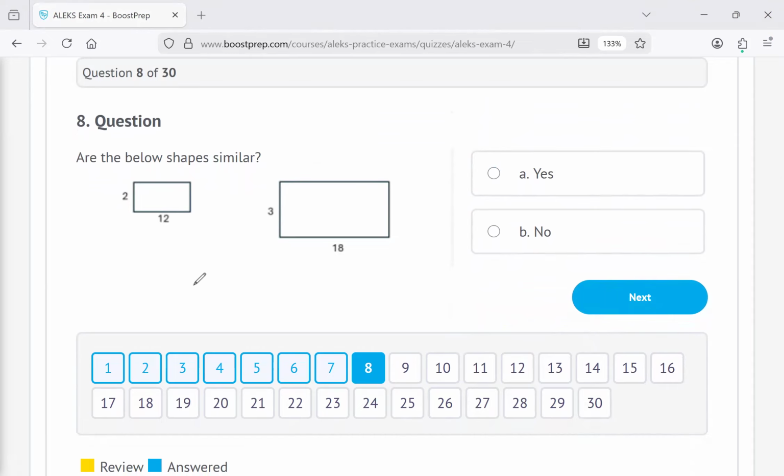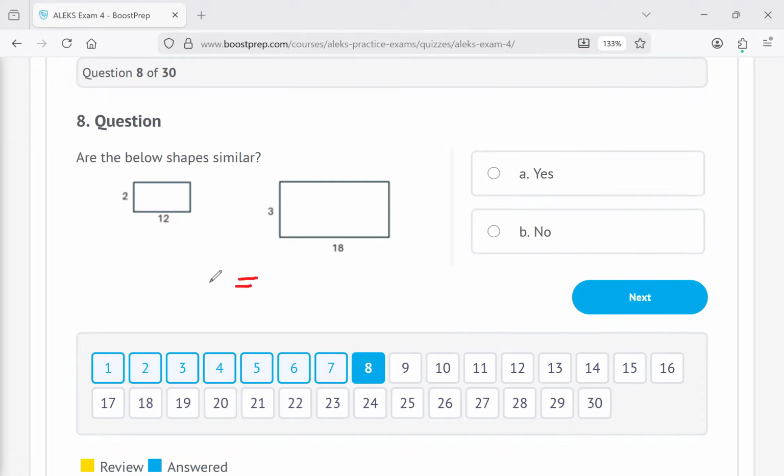Are the shapes similar? So here we have two rectangles. They want to know if they're similar. So how do you know if they are similar? You can look at their ratios. If their ratios are the same, that means they're similar. It doesn't mean their side lengths are the same. Their ratio has to be the same.